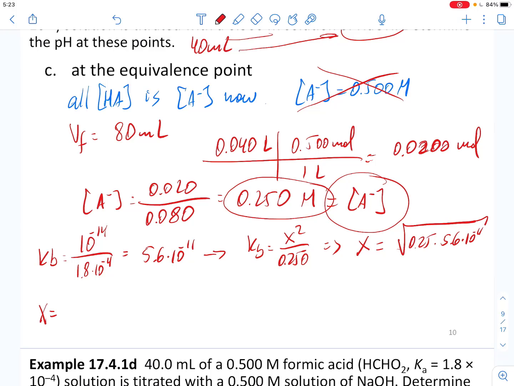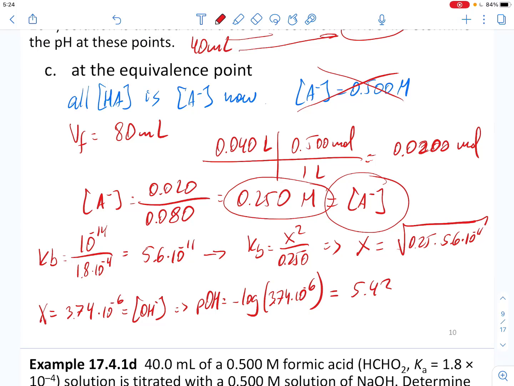So x is equal to 3.74 times 10 to the negative 6. This is the concentration of OH minus, because we are working with a base equilibrium now. The pOH is equal to the minus log of 3.74 times 10 to the negative 6, and this is equal to 5.43. Therefore your pH is equal to 14 minus 5.43, and this is 8.55.